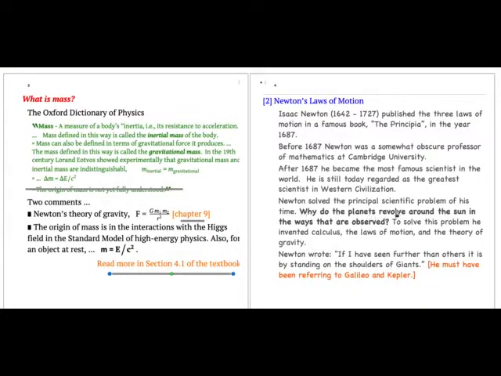So the problem was to understand why. Why do the planets revolve around the sun in the ways that were observed by people like Galileo and Kepler? And Newton asked that question. And all the scientists of the day were trying to understand why the planets move in the ways that were observed. To solve the problem, Newton invented calculus. He invented the laws of motion, which we're studying in Chapter 4, and he invented the theory of gravity, which we'll come back to in Chapter 9.